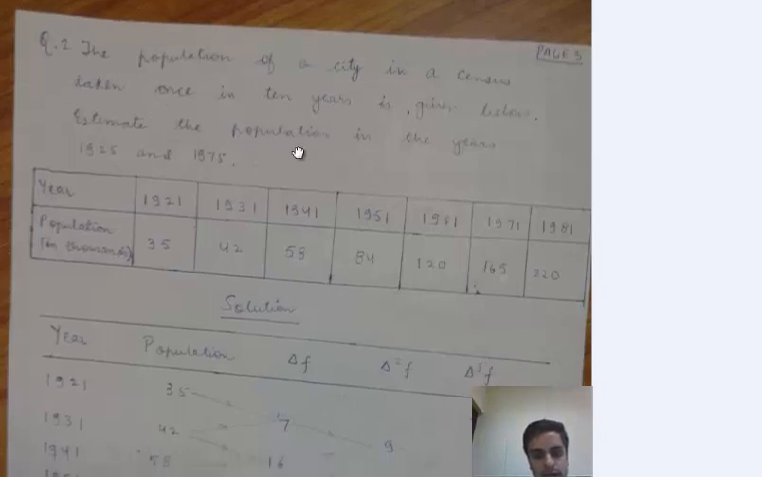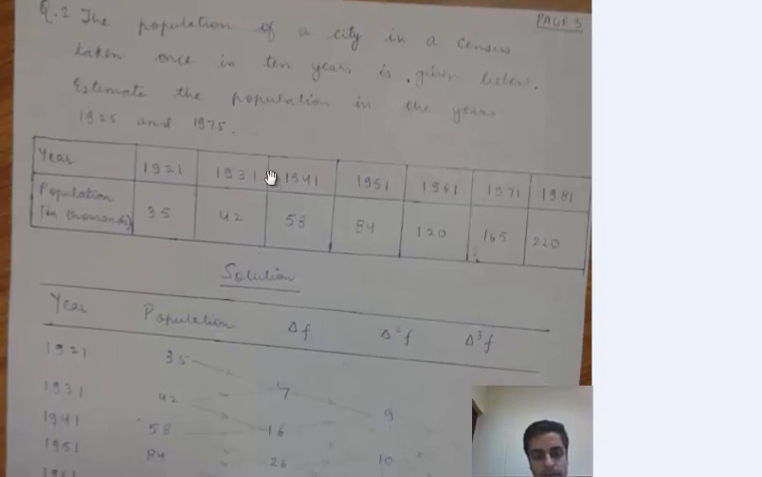Now we come to question number 2. The population of a city in a census taken once in 10 years is given below. Estimate the population in the years 1925 and 1975. Here is the table in which population in thousand is given corresponding to every year.